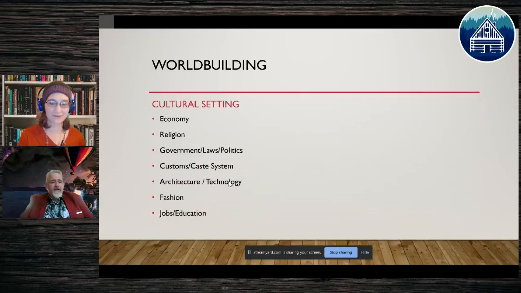So let's talk then a little bit about the cultural setting, right? So the first part of this was really just the world people live in, the world the characters live in.